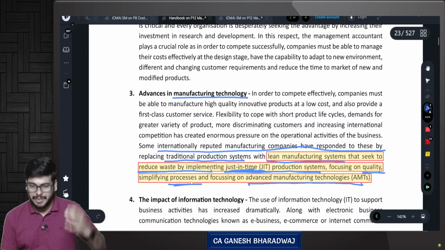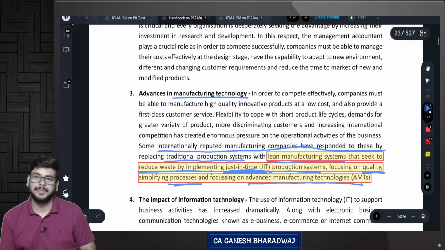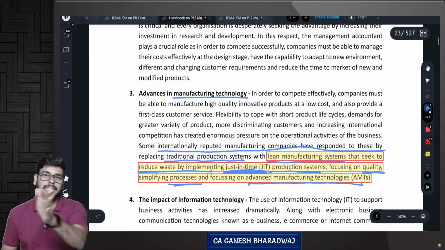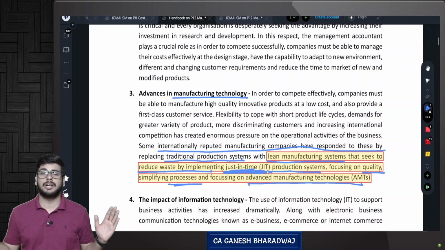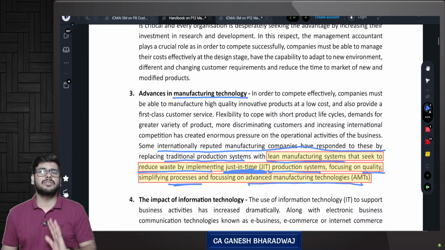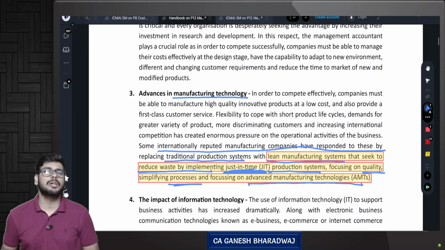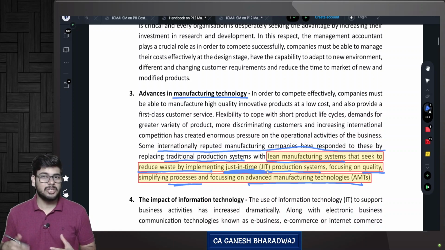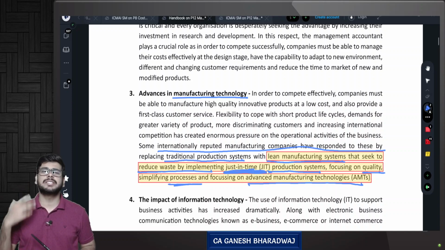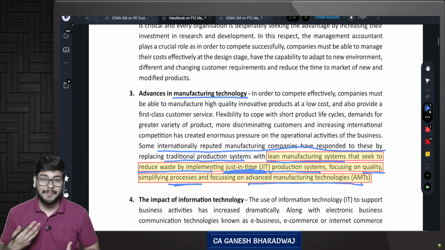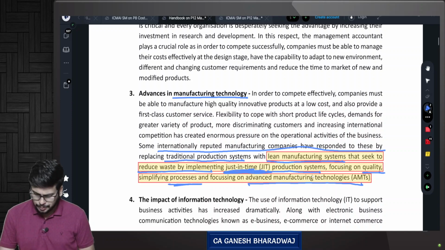They reduce their waste by implementing just in time. So suppose the shopkeeper has produced everything and kept it, he has prepared 10 dosas, and he was able to sell only 8 dosas. 2 dosas, what will he do? He'll have to waste them, correct? So instead of doing this, maybe once he gets an order, he will start preparing it. So this is an effective waste reduction strategy.